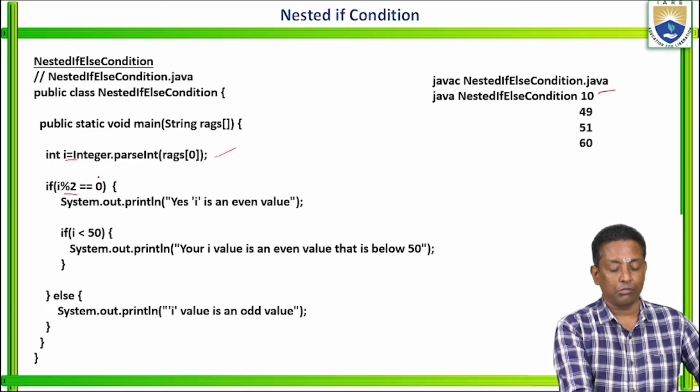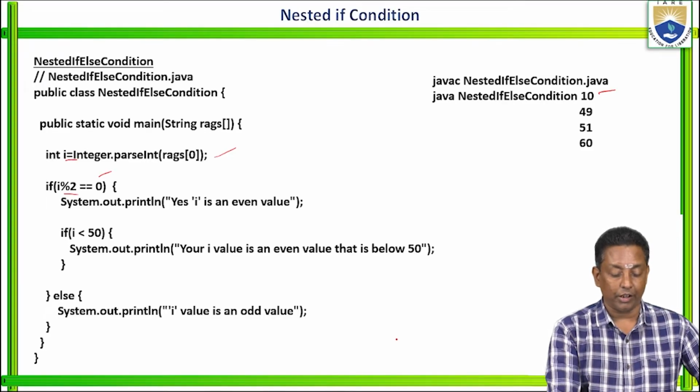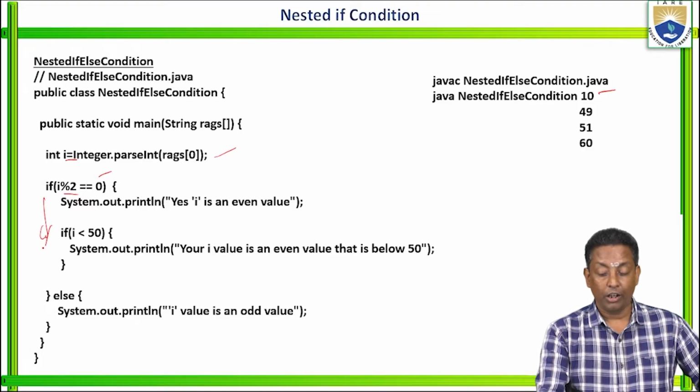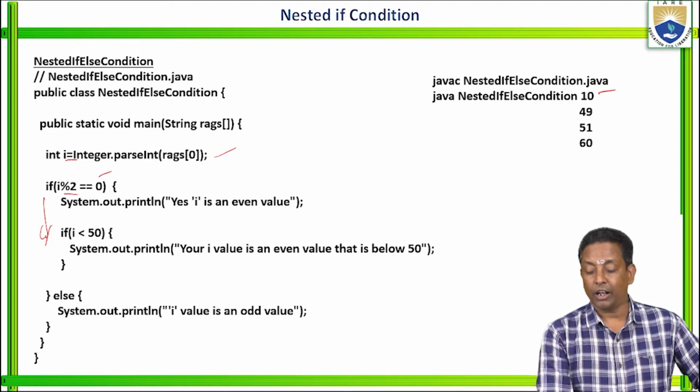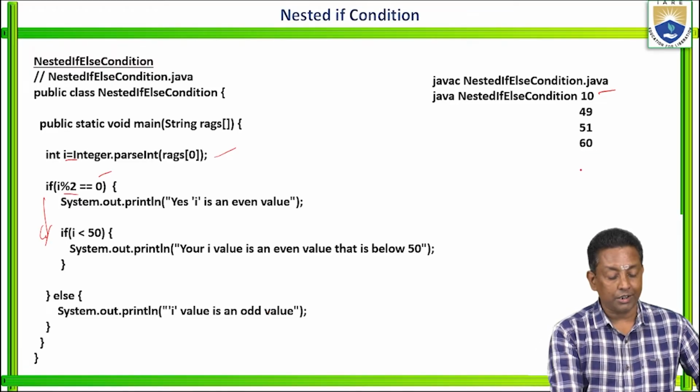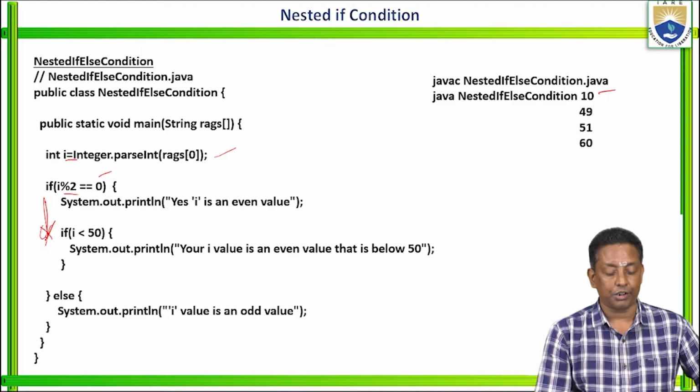If I divide by 2, the remainder is 0. It is an even value, so control will enter the if block. If you enter 49, it is an odd value, so "49 is odd value" will be printed directly. If you enter 51, "51 is odd value" will be printed. If you enter 60, it is an even value. For 10 and 60, control will enter the if condition.